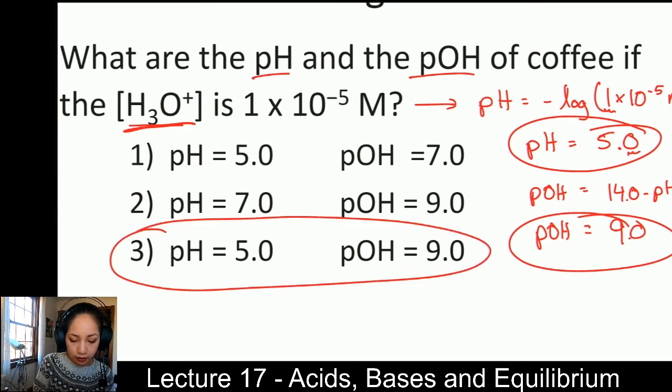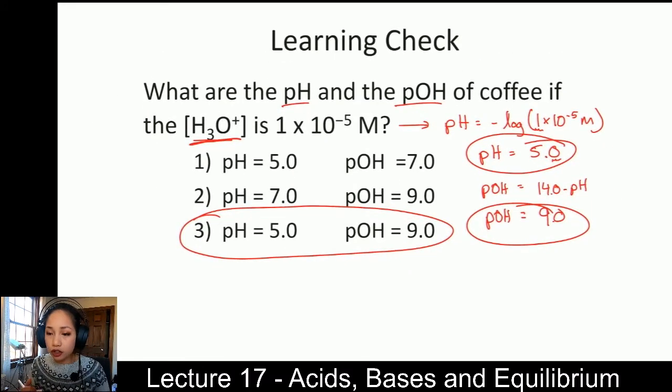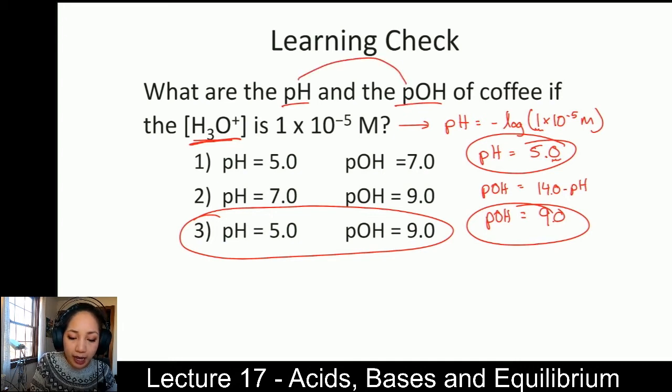Which one's that? Number 3. Great. Essentially how I approach this question, they're asking for pH and pOH of coffee. We know that those will always add up to 14. Since they give us hydronium concentration in coffee, we just turn hydronium concentration into pH using our negative log expression. Then once we have pH, we can back calculate to get pOH since they always add up to 14. And so you get pH is 5.0, pOH is 9.0.